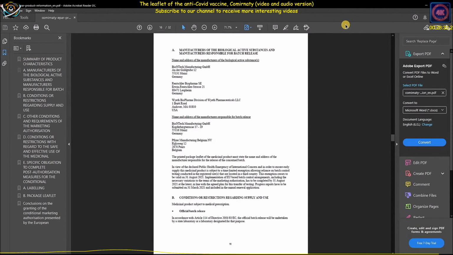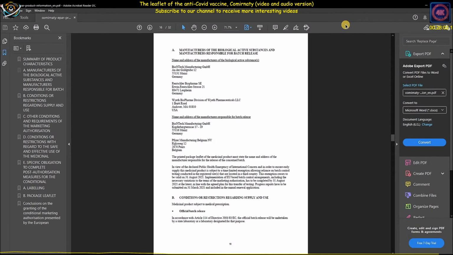This exemption ceases to be valid on August 31, 2021. Implementation of EU-based batch control arrangements, including the necessary variations to the terms of the marketing authorization, has to be completed by August 31, 2021 at the latest, in line with the agreed plan for this transfer of testing. Progress reports have to be submitted on March 31, 2021 and included in the annual renewal application.